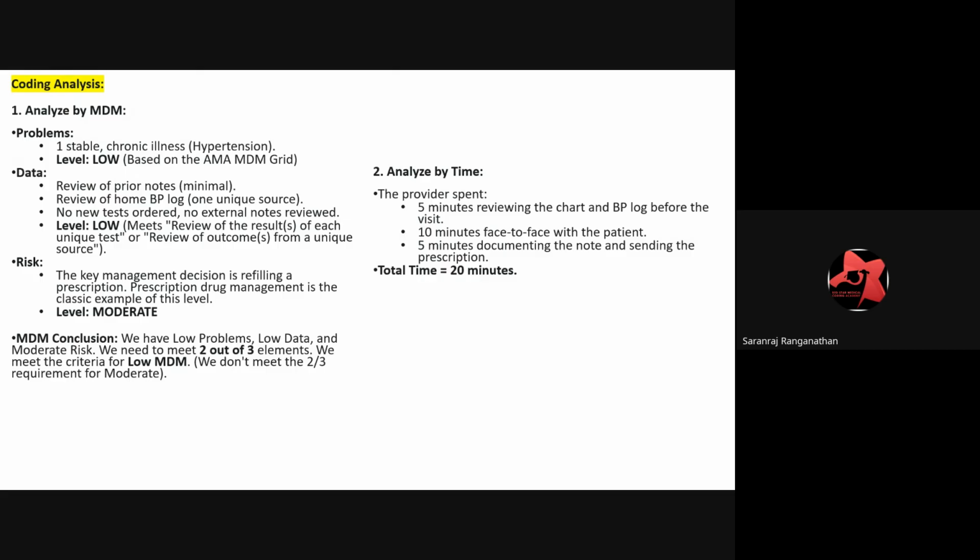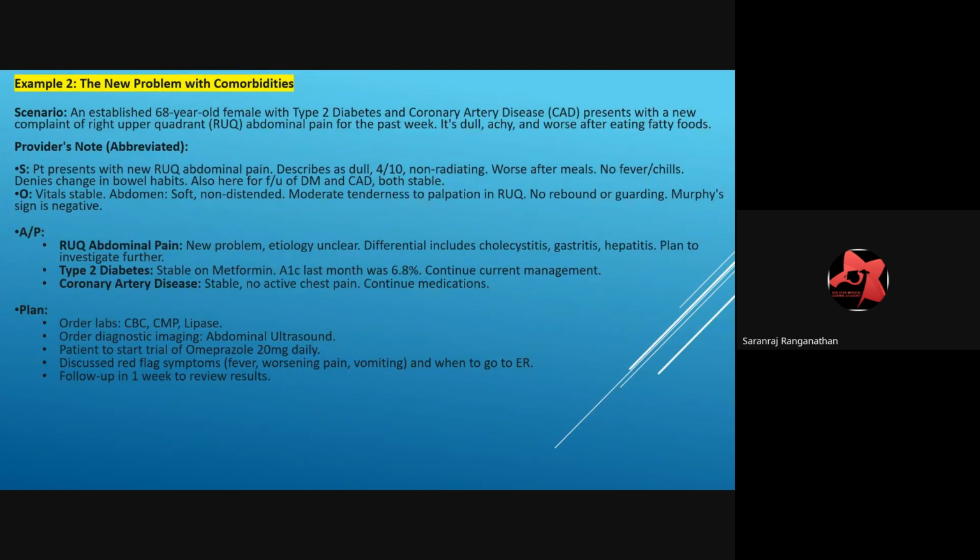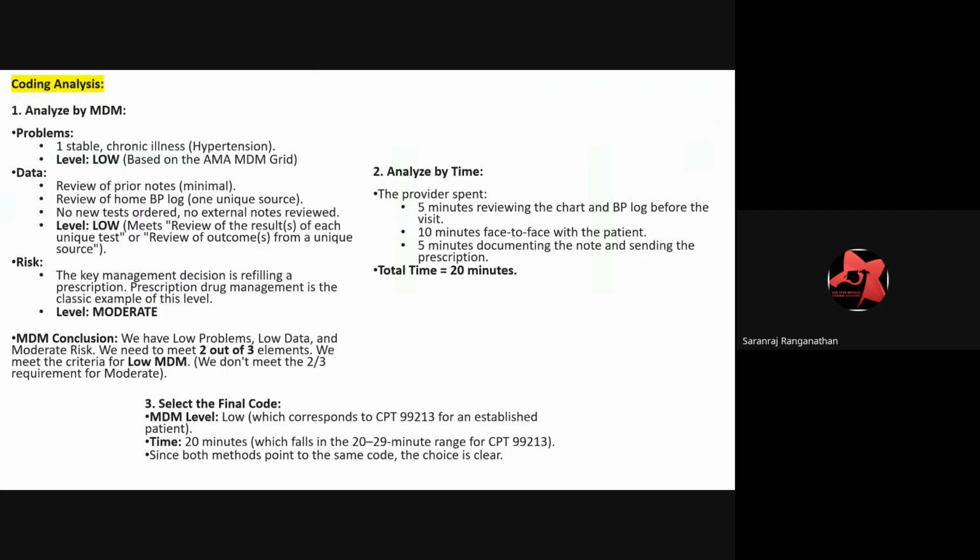So out of three, two are met, so my answer is going to be low level. The final code is going to be low level. When it comes to time, between 20 to 29 minutes, I can see the low level. Then it is an established patient. So that is 99213.